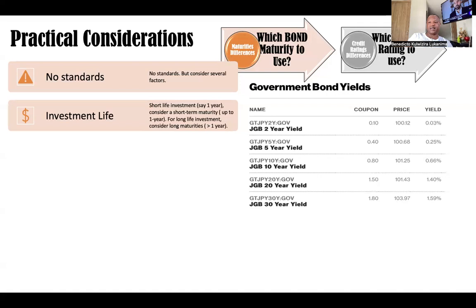These expected future cash flows depend on assumptions we make on how long we expect the future cash flows to be generated. So if we expect a short life investment, we expect the time in which we project future cash flows to be short, and therefore probably a shorter maturity bond yield would be preferable. And if we expect to project our future cash flows for a long period of time, then a longer maturity bond yield is preferable.